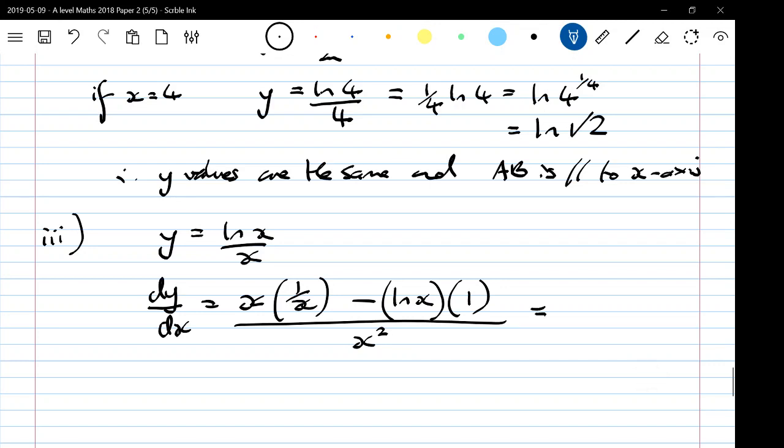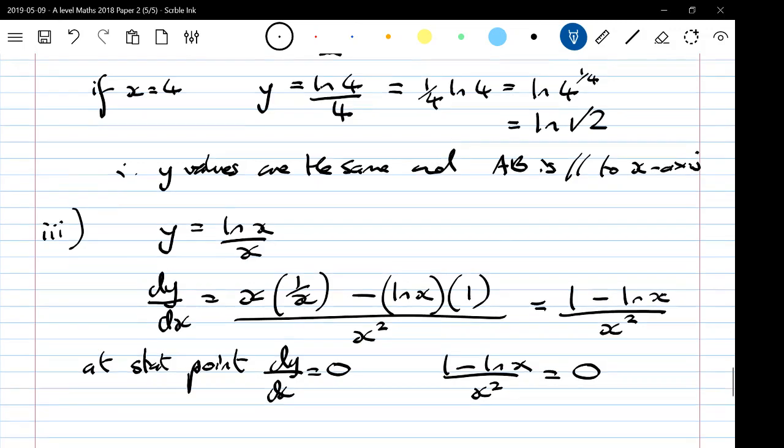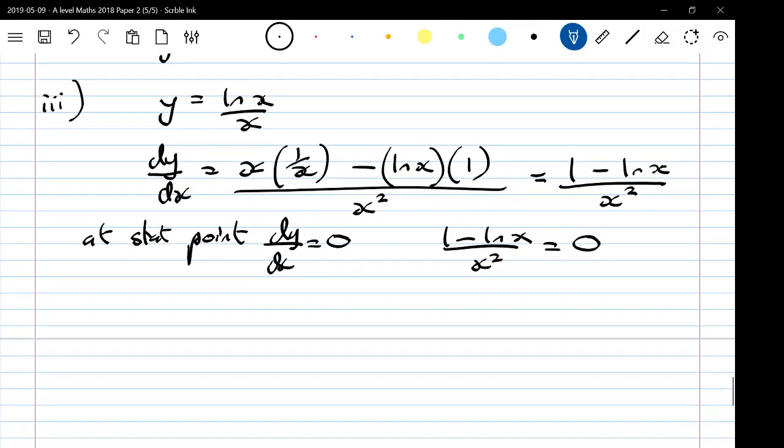If I simplify that, x times 1 over x is 1. Take away ln x over x squared. We've just got 2 marks. 1 mark for doing that, and then 1 mark for saying at a stationary point that's equal to 0, isn't it? So the second mark was for putting that equal to 0. As we just observed, if we've got a fraction equal to 0, the bottom line we can ignore. We just want 1 minus ln x to be 0, which means that ln x is equal to 1.